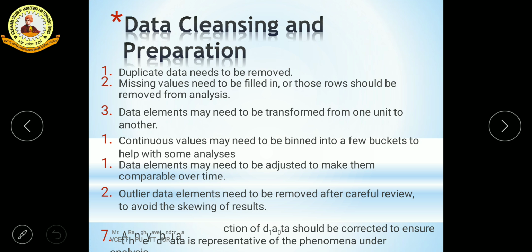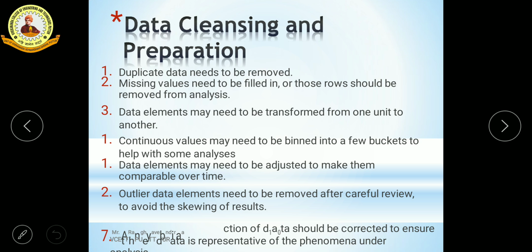Then data elements may need to be transformed from one unit to another unit, right. Then the fourth point is continuous values may need to be binned into a few buckets to help with some analysis. For example, we can say work experience could be binned as low, medium and high. That is, you need to categorize, right. Then the fifth point is data elements may need to be adjusted to make them comparable over time, like currency values may need to be adjusted for inflation. Okay, that is an example.